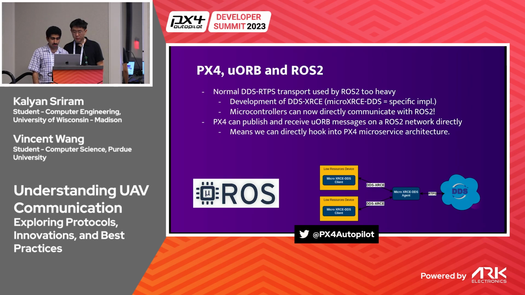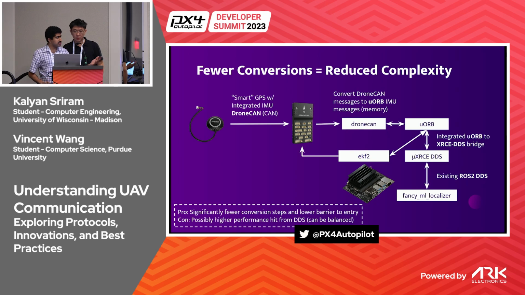All this means that since yesterday, with the stable release of 1.14, PX4 has been capable of publishing and receiving UART messages via microXRC DDS, which basically makes it possible for ROS2 nodes on a Linux companion computer to directly hook into the PX4 microservice architecture to add new functionality. What would this look like, though?